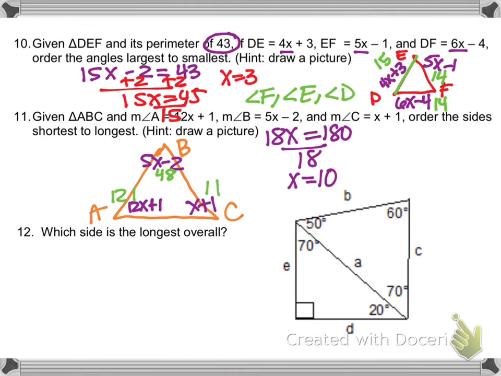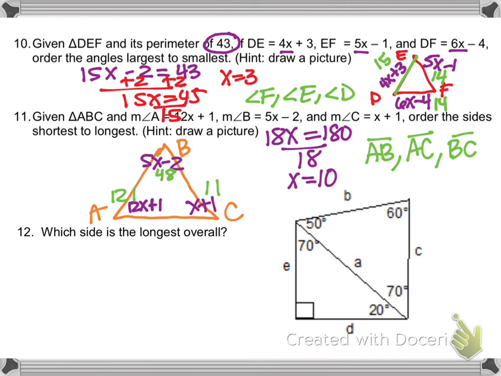And if you want to check, you can always plug these in or type them in and make sure they equal 180. That would be a really good way to check. So now I need to put the sides in order from shortest to longest. So the shortest side is going to be opposite that 11. So AB would be the shortest. The next shortest side would be opposite the 48. So that would be AC. And then that would leave BC to be the longest.